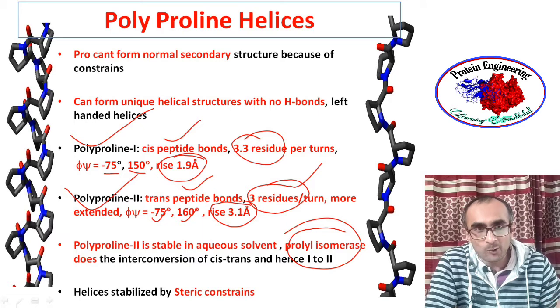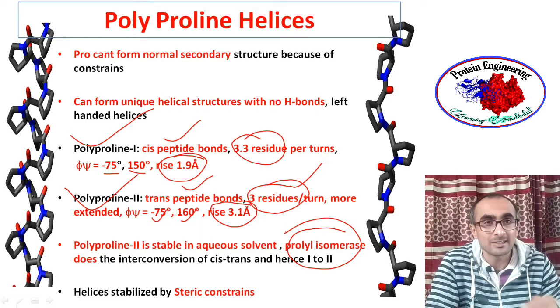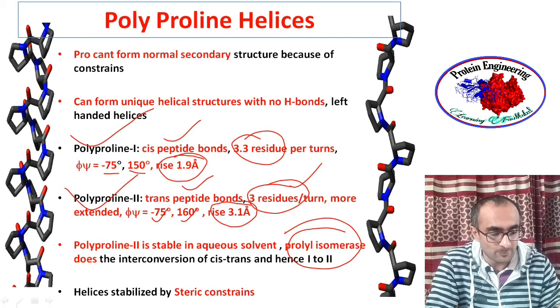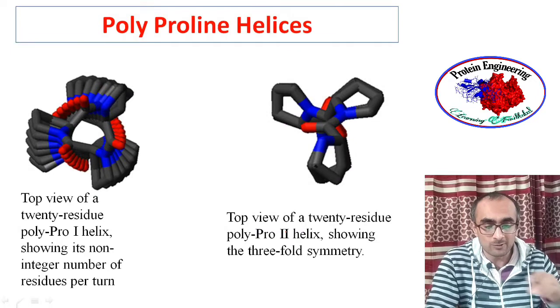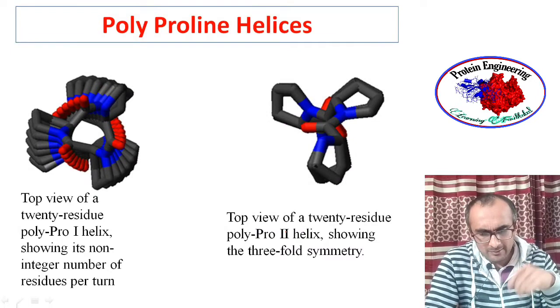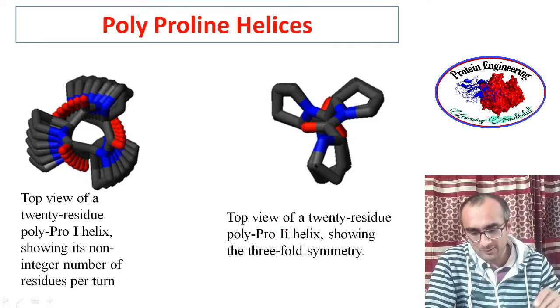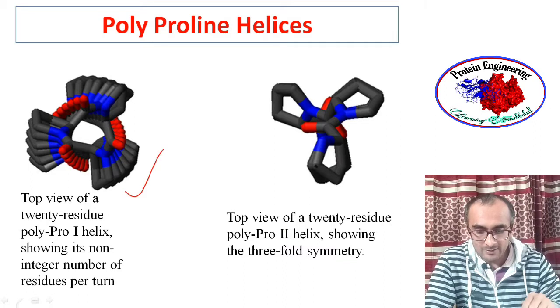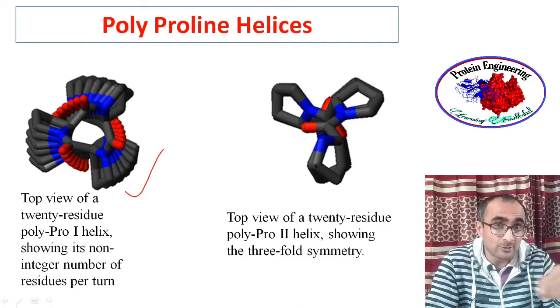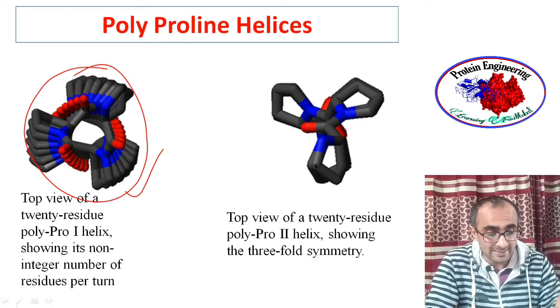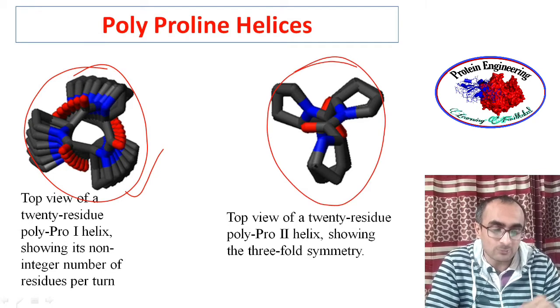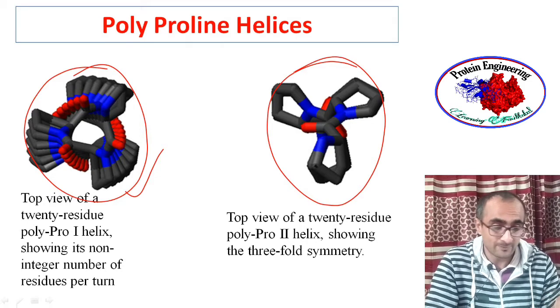There is no hydrogen bonding present in polyproline helices, like we have seen in alpha helix, 3-10 and pi helix. Here, steric constraints between prolines stabilize the helix. There is no hydrogen bond which helps in stability of the polyproline helices. And they are found in several structures. If you look at these polyproline helices from the top, in polyproline 1, because there are 3.3 amino acids per turn, you get this kind of structure. Whereas polyproline 2 helix shows exactly threefold symmetry because there are 3 amino acids per turn.